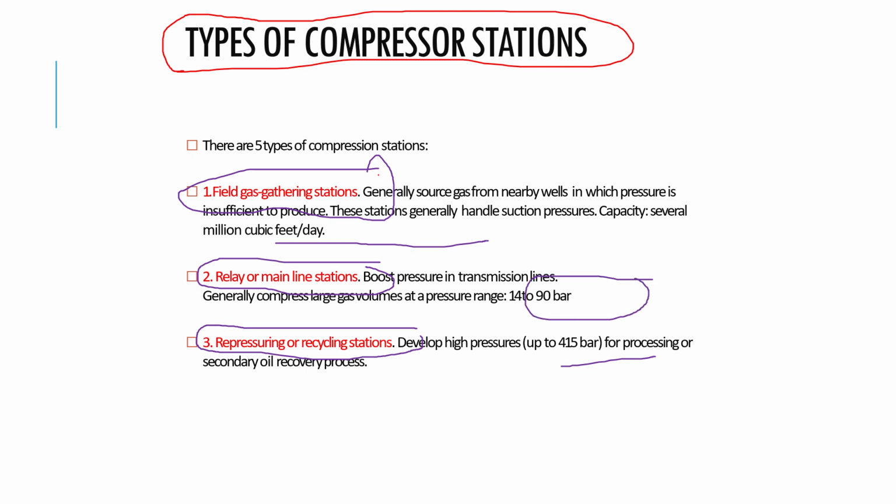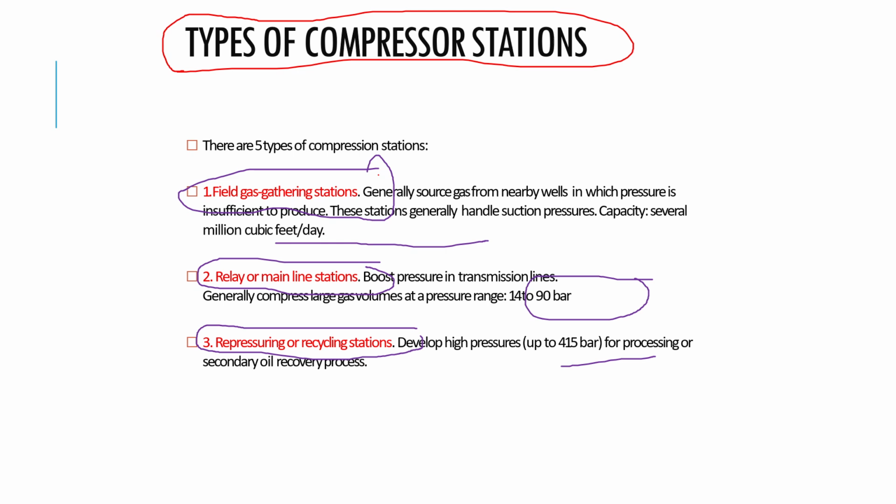So you have the gathering station, where the gathering station deals with low pressure at the suction coming from the different wells. This will gather gas from different wells, and the pressure will be maintained at low, for example, the suction pressure will be relatively low, and then these gas gathering stations can deal with several millions of cubic feet per day.